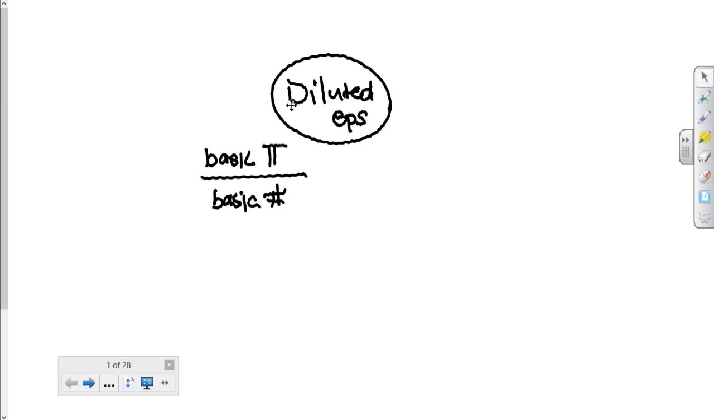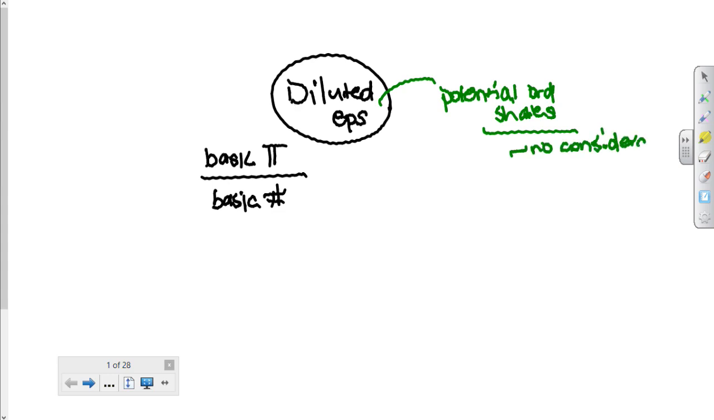Diluted earnings per share exists when there are potential ordinary shares in issue which could become shares at a future date for no or less than the fair consideration. So what are examples of these potential ordinary shares? We're going to look at six different examples.